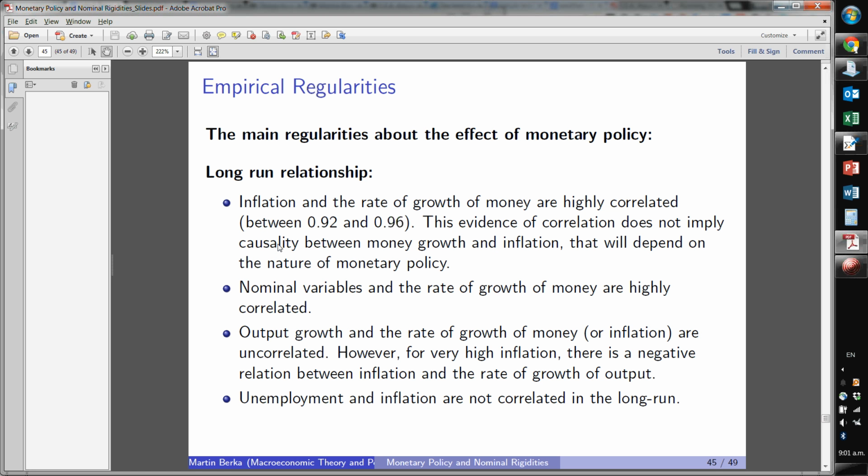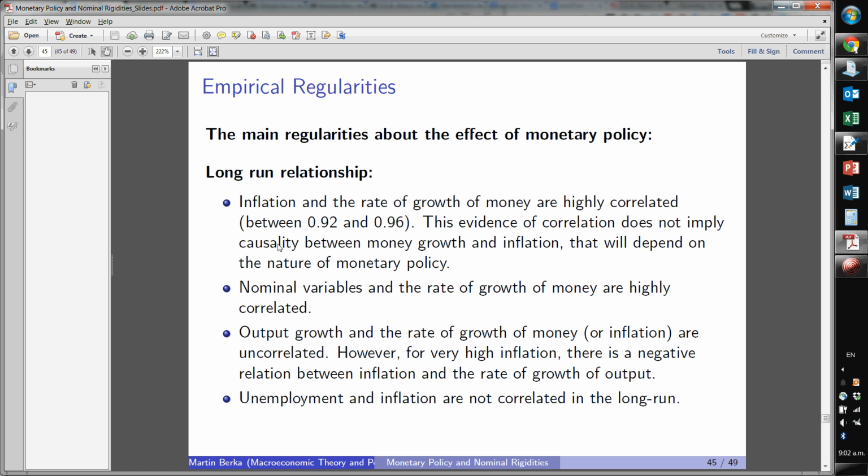Of course, there's no causality there again. If you just look at a correlation, it doesn't tell you anything necessarily about causality, but people have found that this is causal. So inflation is a result of growth of money, first and foremost, but this is only in the long run, so we look at 5-10 year horizons. If you look at nominal variables and the rate of growth of money, they're also very highly correlated. And real output growth, GDP growth, and money growth are uncorrelated, or inflation are uncorrelated.